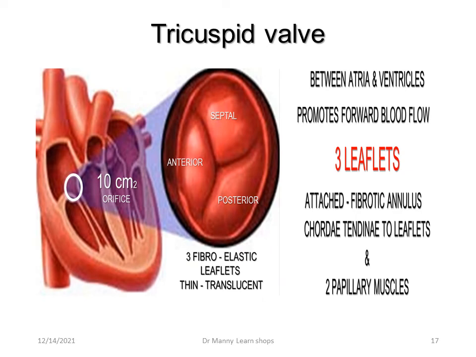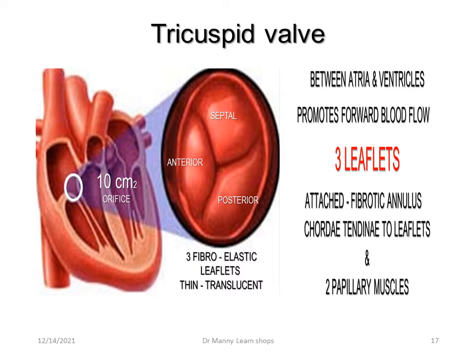The tricuspid valve, as we mentioned previously, is between the atria and the ventricles on the right side. It promotes forward blood flow. There are 3 leaflets, and they're attached to a fibrotic annulus and chordae tendineae to the leaflets. And there are 2 papillary muscles.